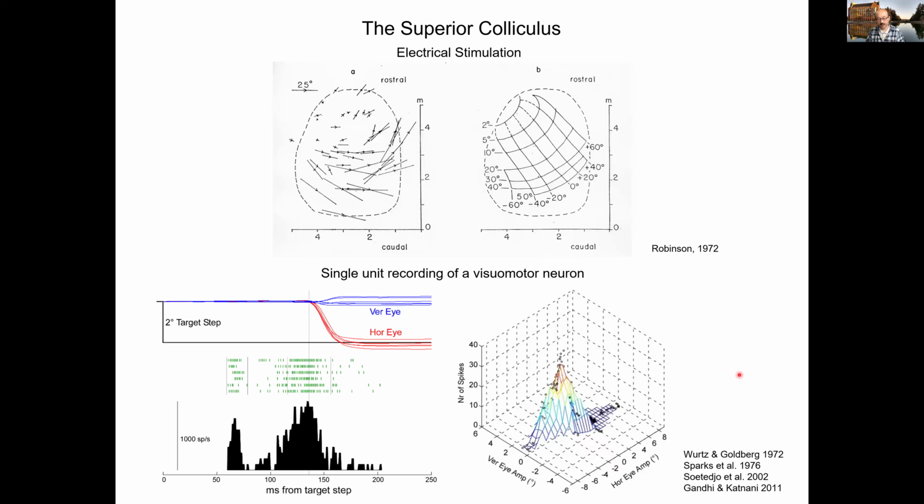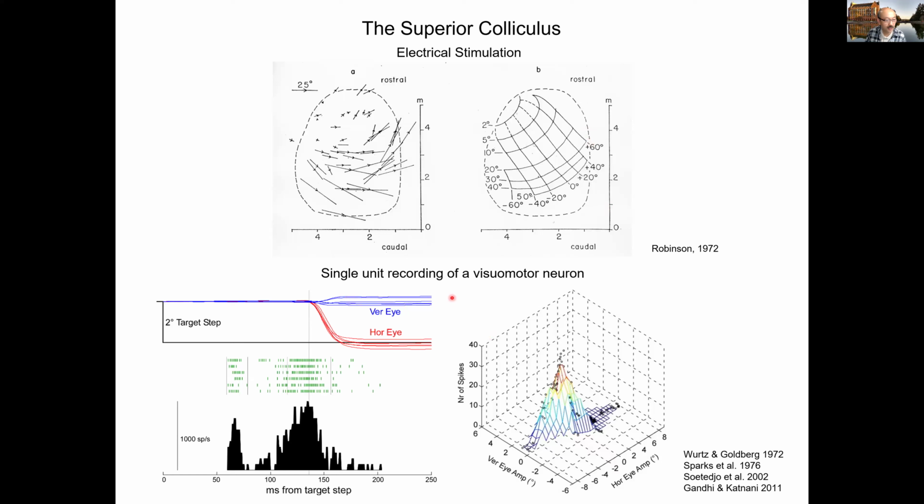So let's review the colliculus quickly from Robinson 1972, the stimulation study. The study showed that the colliculus has a topographical map, where the rostral part encodes smaller saccades. This is the left colliculus. The more caudal you go, the larger the saccades. The more medial is upward, and the more lateral is downward. And that can be fitted roughly by this map here.